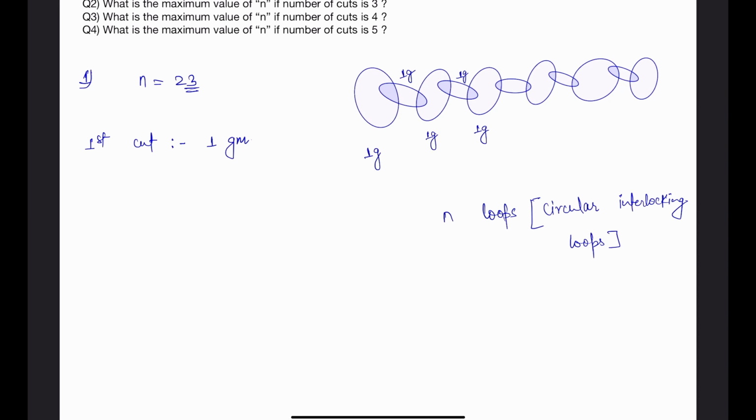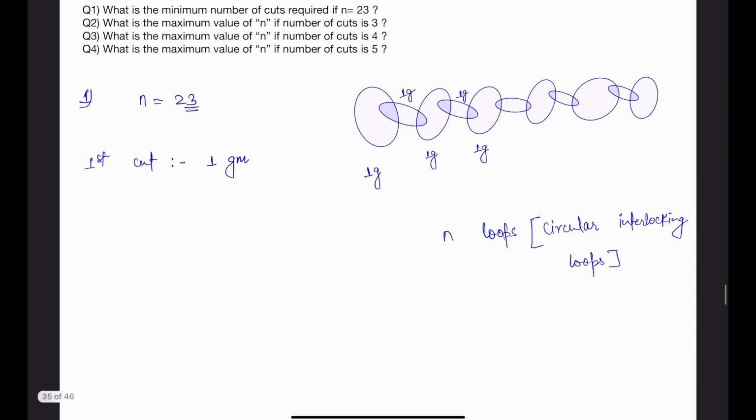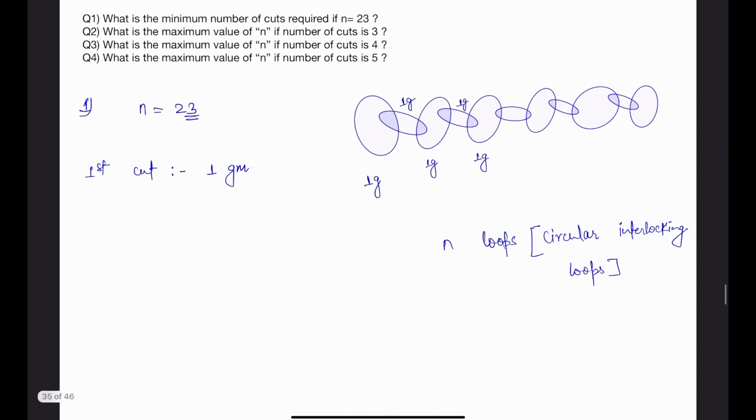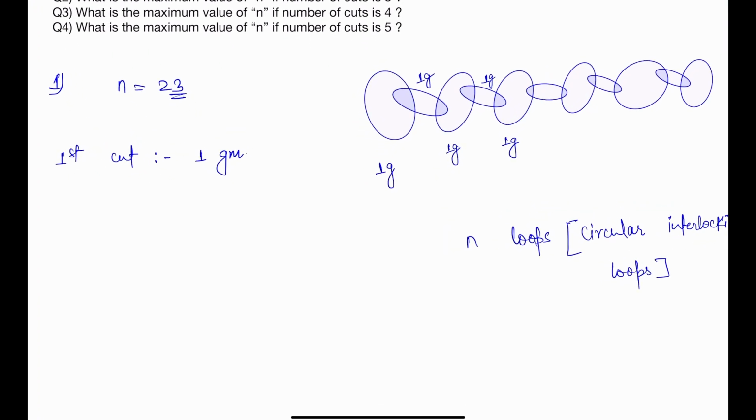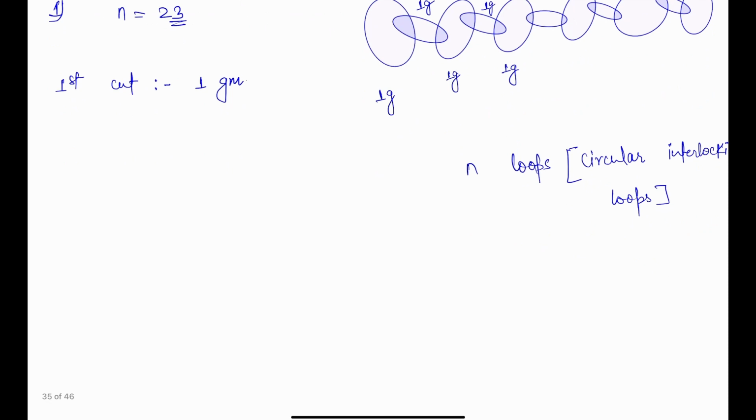Okay, so let's move ahead to the next one. What will happen now is that we can think of two things. The minimum number of cuts should be there. So first she weighs 1 gram, now she wants to weigh 2 grams.